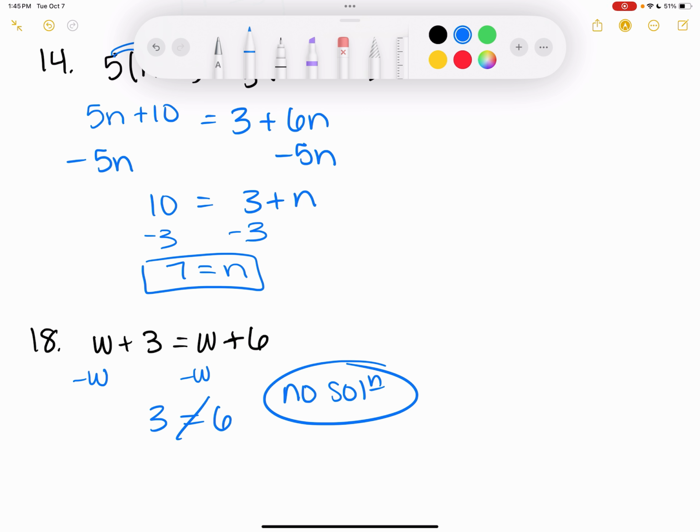Stacy, for no solution, could we put a 0 and an exclamation? Huh? Remember how we did a circle through the... No, you need to write no solution. I mean, you can write it out. This is an abbreviation of solution. I like abbreviations, but you can write it out if you really want to.